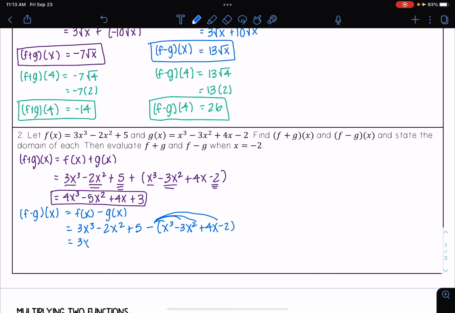So this is going to equal 3x cubed minus 2x squared plus 5 minus x cubed plus 3x squared minus 4x plus 2. And so combining my like terms, I have 3x cubed minus x cubed to get 2x cubed. Negative 2x squared plus 3x squared to get plus x squared. Minus 4x. And then 5 plus 2 to get 7.